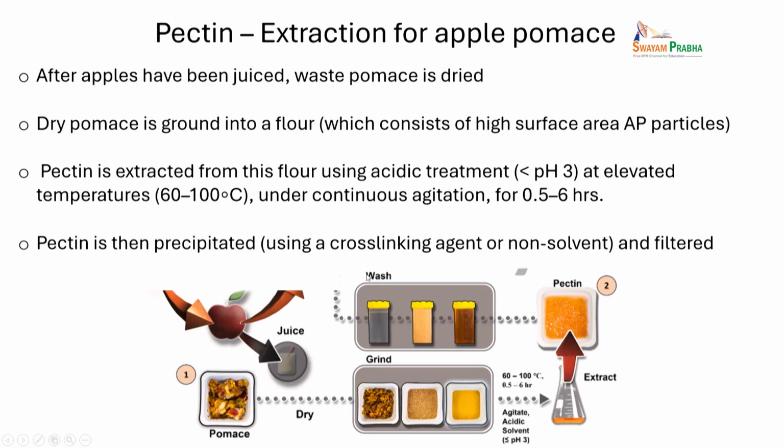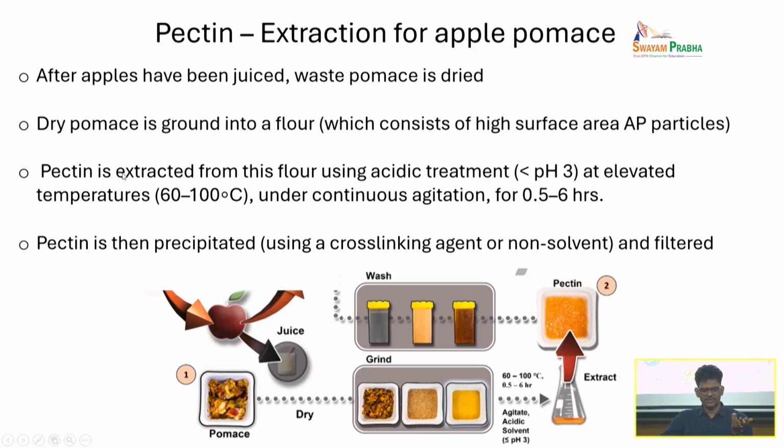So here I have given one example of the process flow for acid hydrolysis. Typically, if you want to use apple pomace for extraction, after the apple is crushed and juice is obtained, the waste pomace is dried as a powder. Okay, and the dry pomace is ground into a flour. You want to convert it into a flour because when the particle size is very small, the extraction can be readily obtained. There is lesser mass transfer resistance and so on. Okay, so they have high surface area particles.